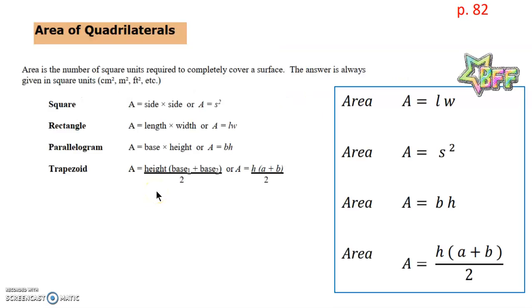Now we'll look at the area of quadrilaterals. There's a number of quadrilaterals that we see: square, rectangle, parallelogram, and trapezoid, and they all have slightly different formulas.